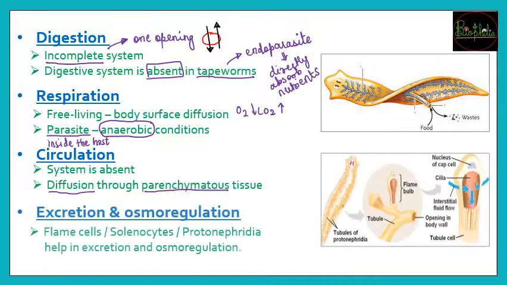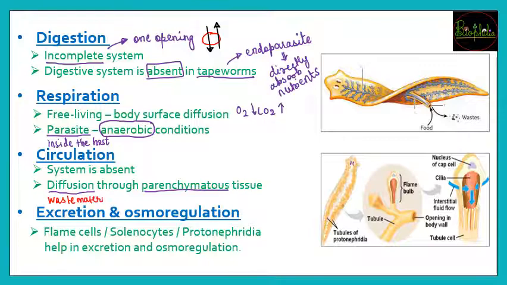So there will be no system; instead of a system, that parenchymatous tissue is going to help with the same. Now let's understand about excretion and osmoregulation. So see, what is excretion? Excretion is going to be about the waste material. A very important difference is that between excretion and osmoregulation. Excretion is about the waste materials.